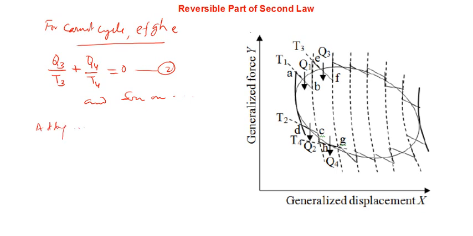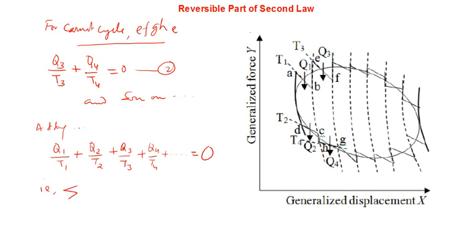Okay. So what will we be getting? We'll be getting Q1 divided by T1 plus Q2 divided by T2 plus Q3 divided by T3 plus Q4 divided by T4 plus etc., any number of terms, and that will be equal to 0.